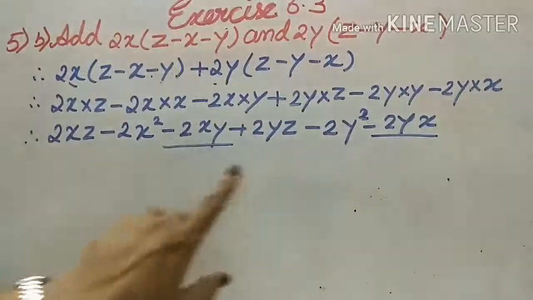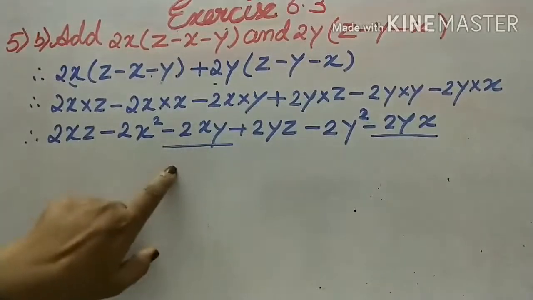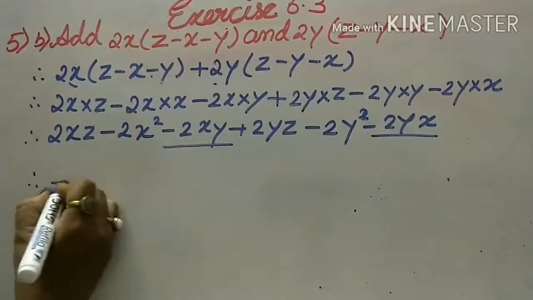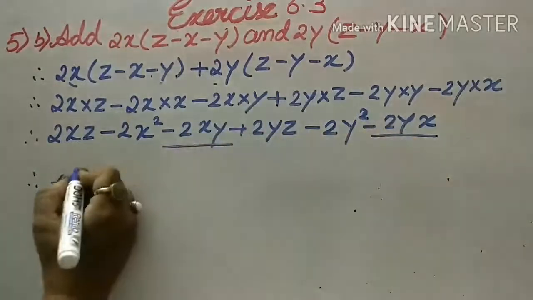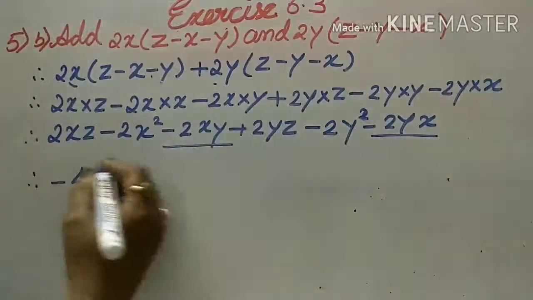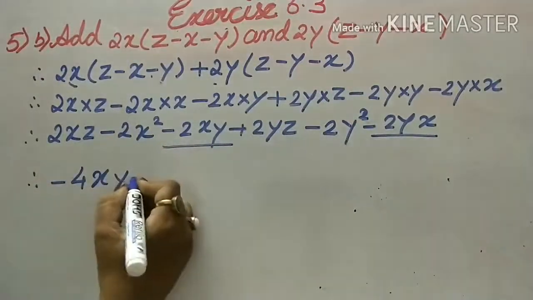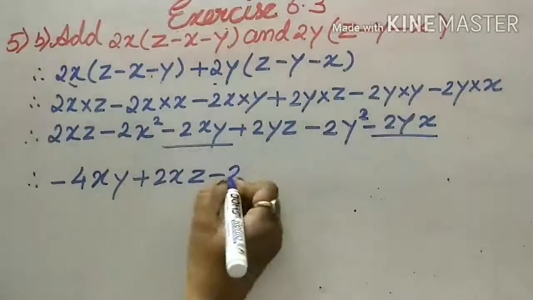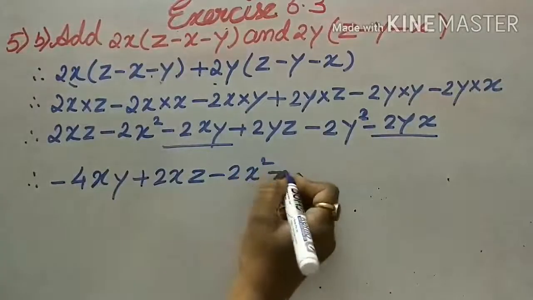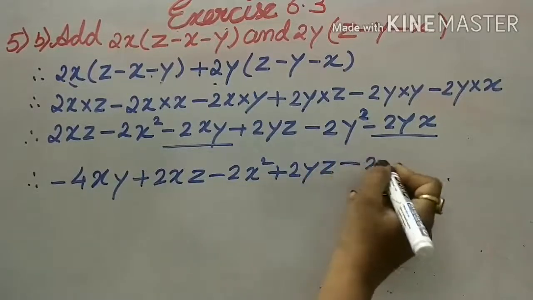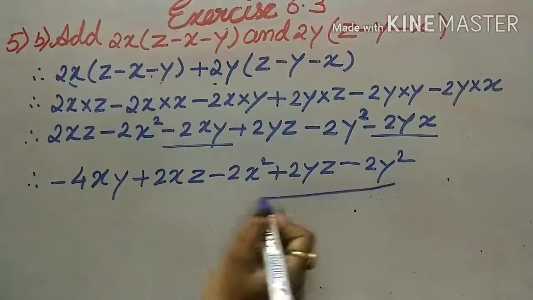Yes. So, what is that? Minus minus always we have to do plus, but we have to write here minus sign. First I'll write minus, therefore minus 2 plus 2, 4xy. Now next we have to write remaining terms: plus 2xz minus 2x square plus 2yz minus 2y square. This is the answer.